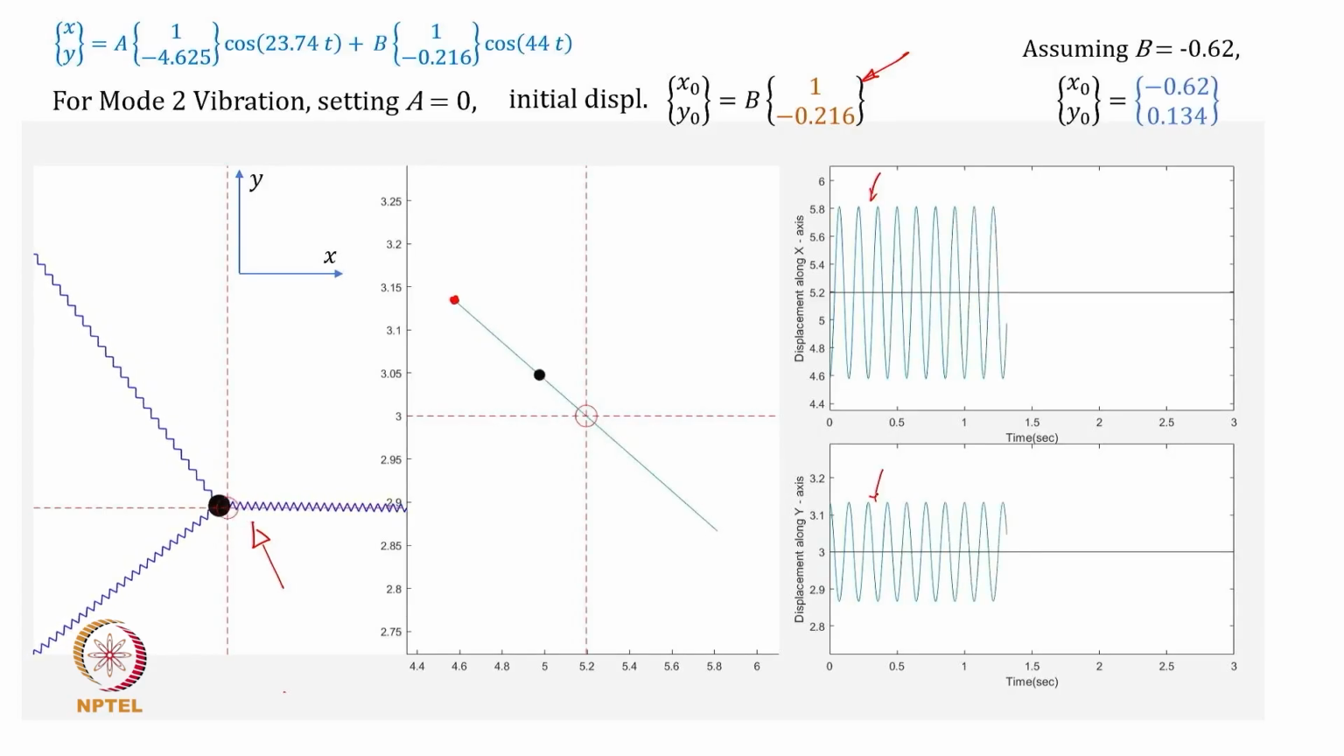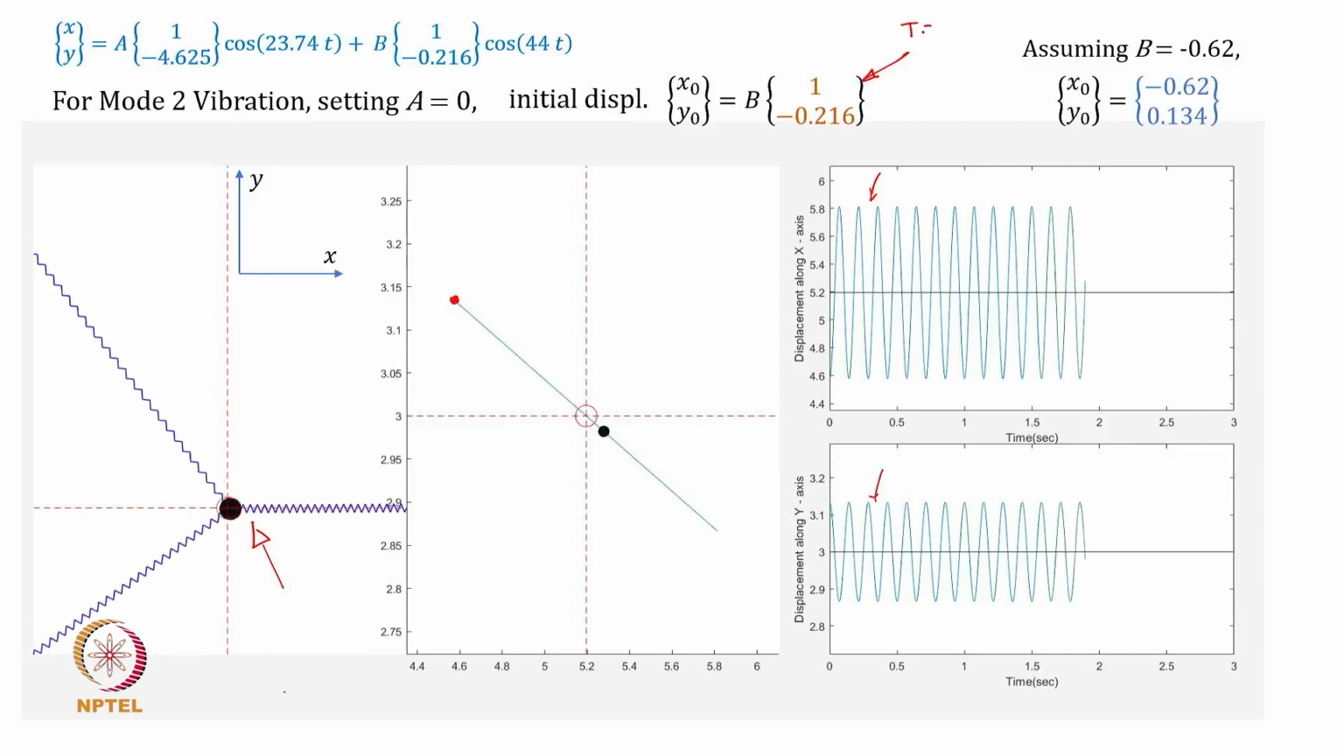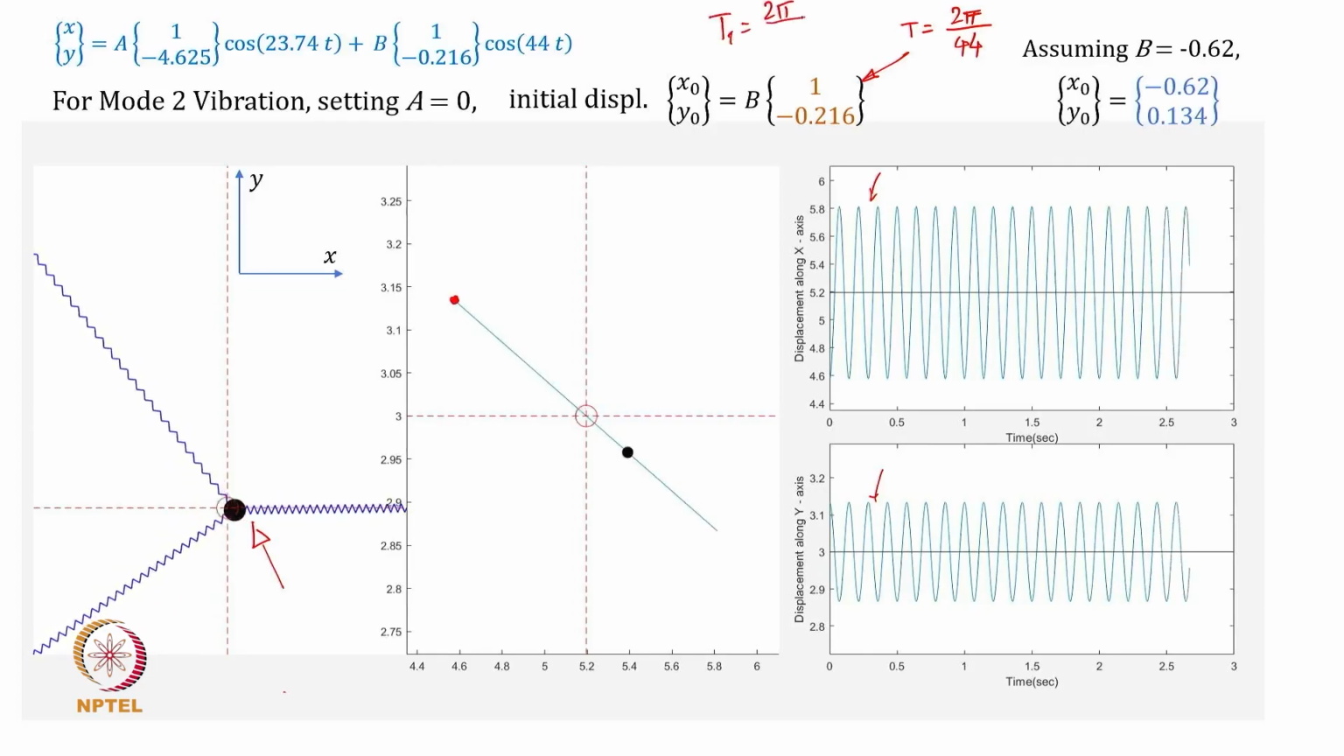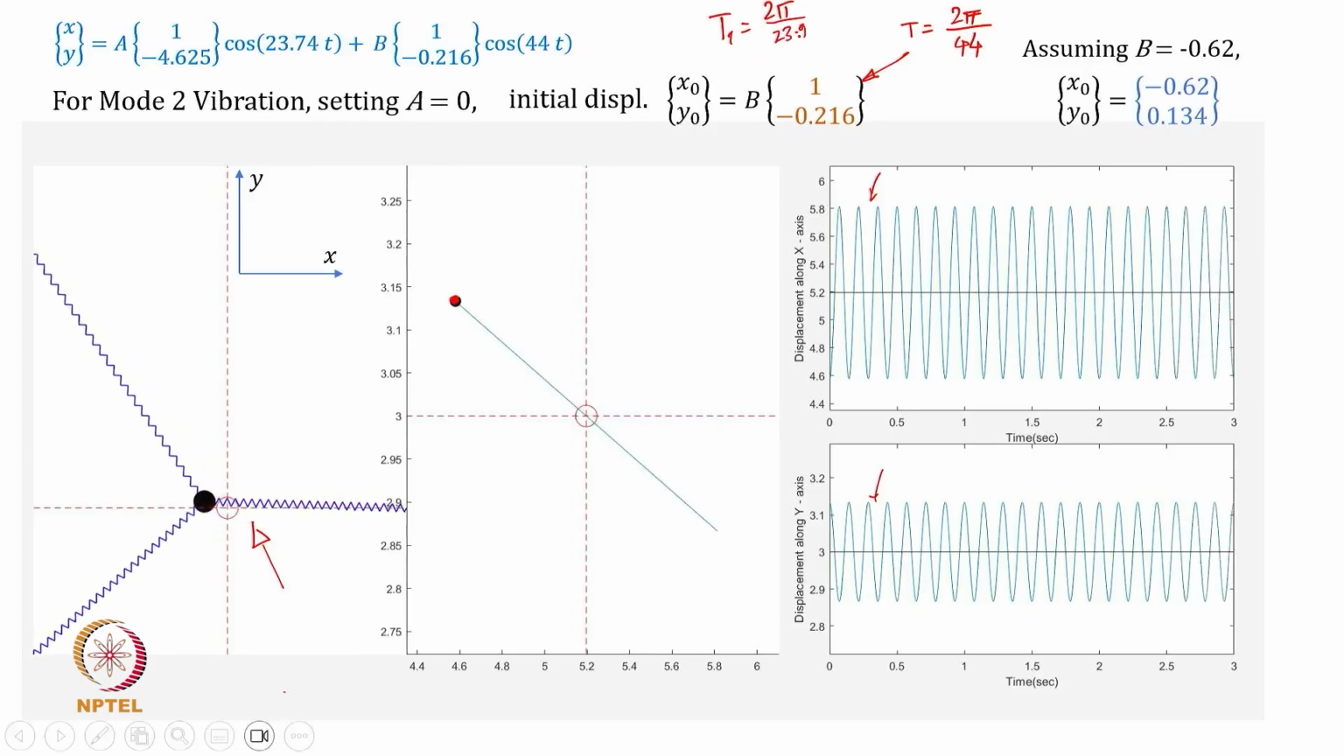The time period will correspond to 44 radians per second. So essentially this capital T is 2 pi upon 44 radians per second. You may notice that in the earlier case for the first mode, this same time period was 2 pi by 23.9 or so, which actually means the larger time period. So you can see that in the same time from 0 to 3, many more cycles have been completed because the frequency here is more than the first mode natural frequency.